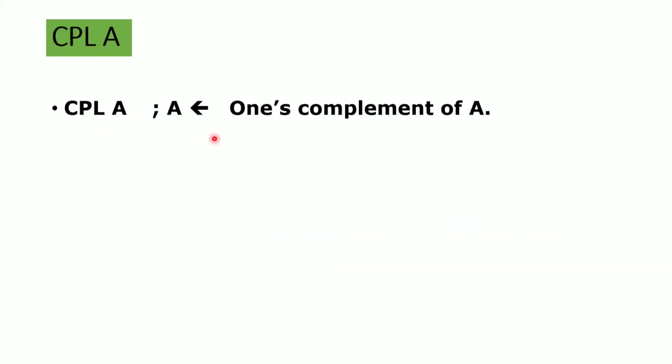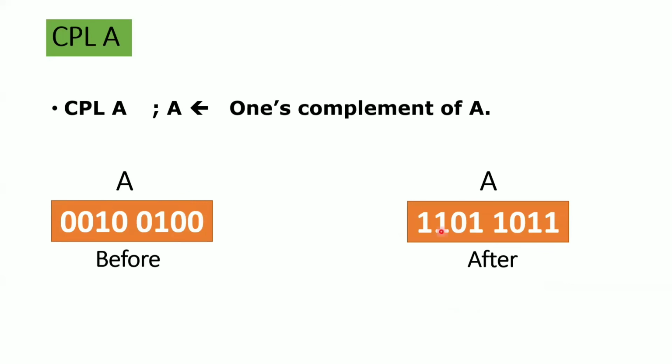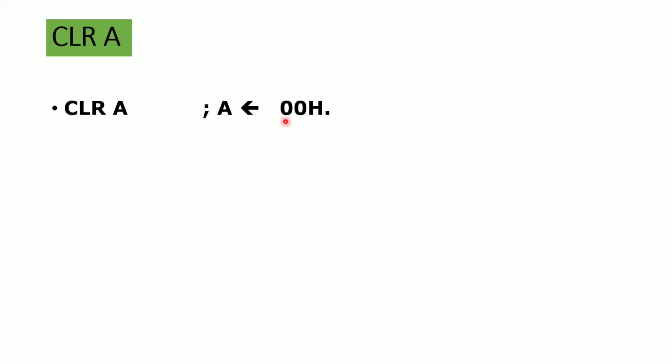The next one is complement. This is a simple thing. Complement means just replace 1 with 0, or 0 with 1. So after complement, you can get the result here. Whatever is 0 becomes 1, and whatever is 1 becomes 0. This is the simple complement operation.